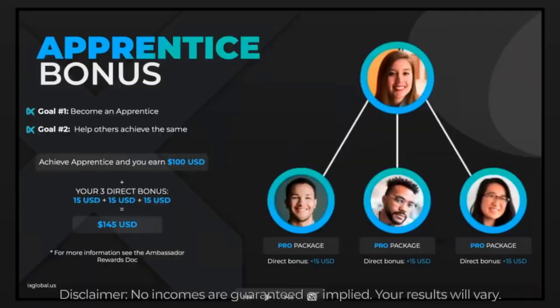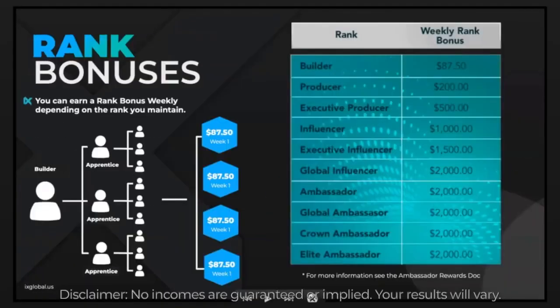Okay. All right. So the next part I want to just show you is this. Now, this page right here, what we're going to do is I'm going to go through it quickly. Then we're going to go to the comp plan PDF. Like I said, I'll slow down. I'll draw it out for you, and I'll make sure you understand it.